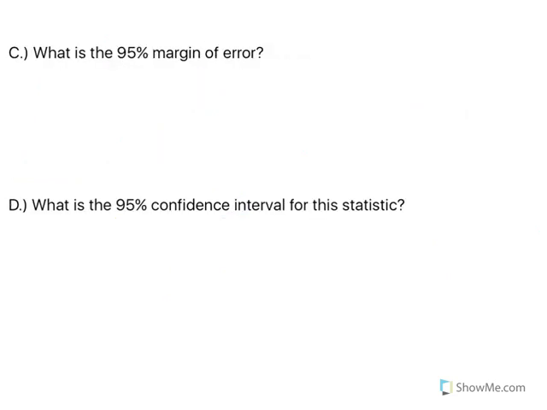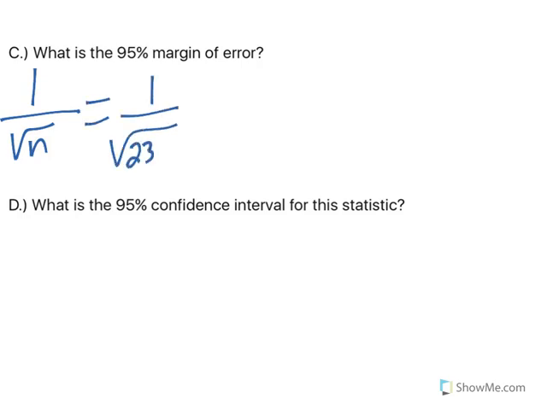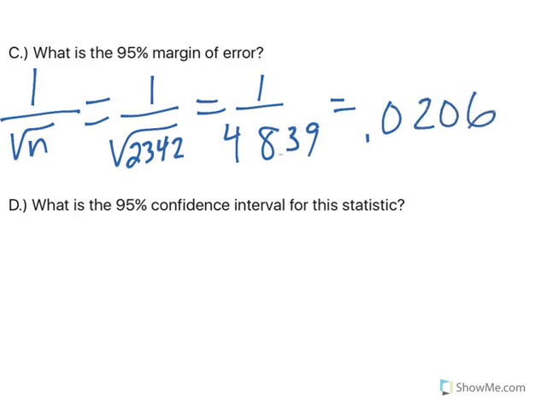What is the 95% margin of error? Well, to find the margin of error, we need 1 over the square root of the sample size. So, 1 divided by the square root of 2342. Now, your calculator might allow you to plug this in all at the same time. If not, the square root of 2342 is approximately 48.39.